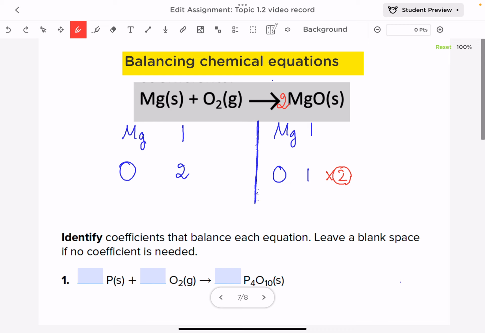Once we multiply by a coefficient, we recount the side where we did the change. So now magnesium is not 1 anymore. We now have 2 magnesium atoms and we have 2 oxygen atoms. Oxygen is balanced, but magnesium, we need to rebalance on the reactant side. So we multiply the 1 magnesium by 2, and this 2 is the coefficient. We write it next to magnesium.